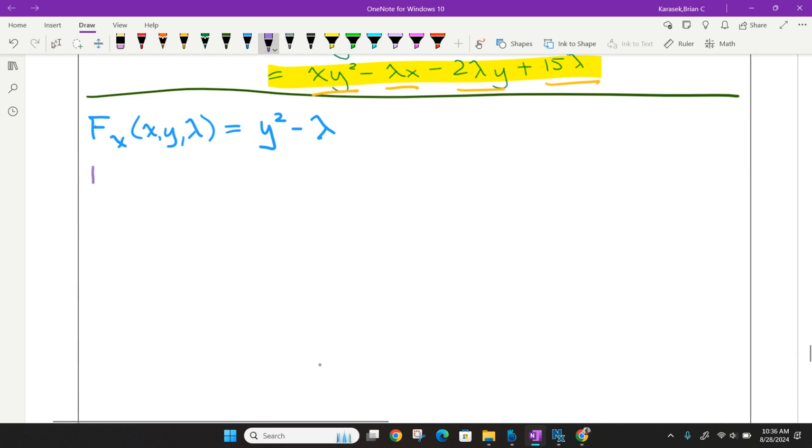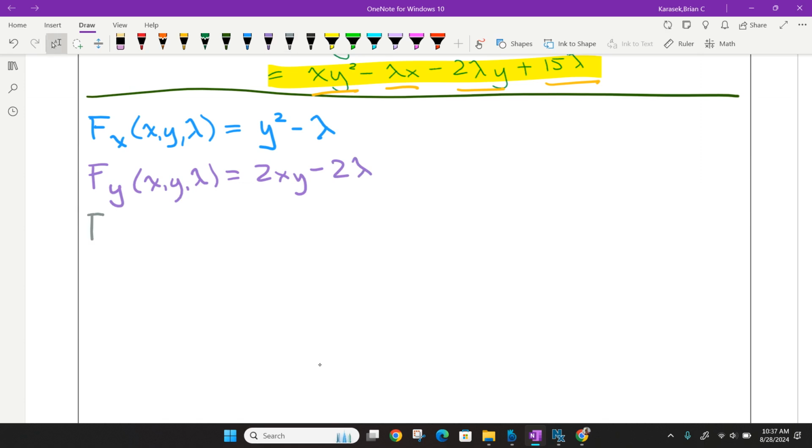Okay. Now we have to find the partial derivative with respect to y. The first term will give us 2xy for our partial derivative with respect to y. The second term will give us a 0 because there's no y variable in that term. Our third term will be negative 2 lambda. Let me clean that up. Negative 2 lambdas. And our fourth term will have a 0 partial derivative with respect to y because there's no y in that term.